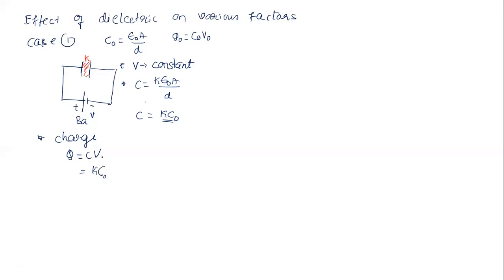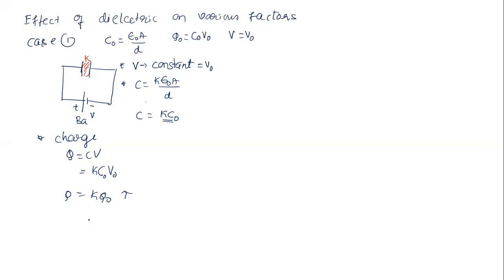K times C naught, where potential remains the same, so we write it as it is. So C naught into V naught is like Q naught. Here potential V remains V naught, that is, it remains constant. So it will become what now? K times Q naught. So charge also increases.